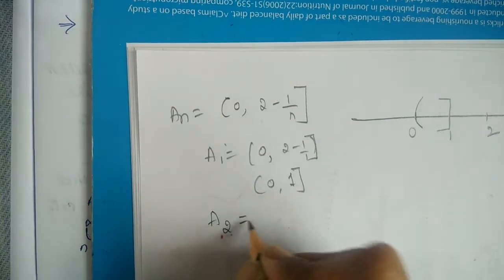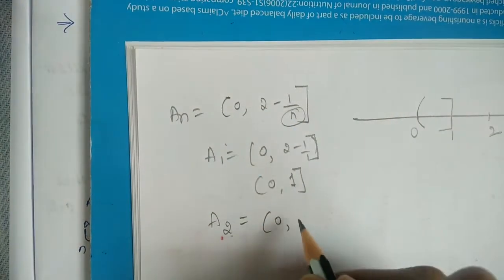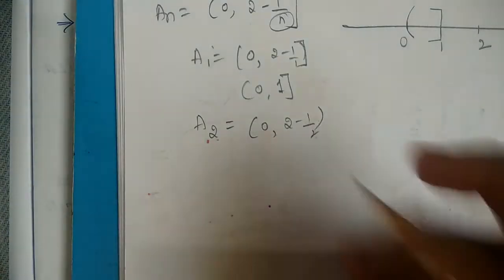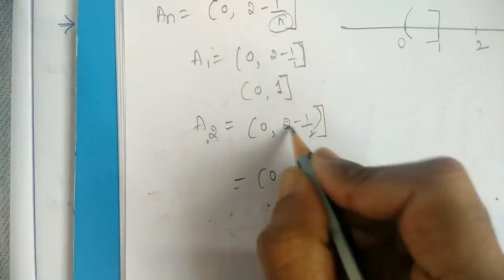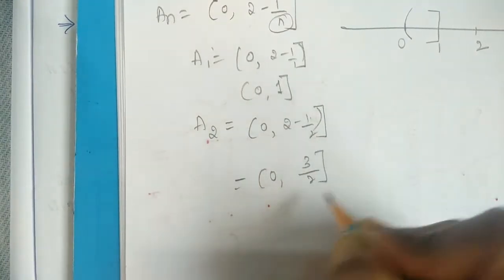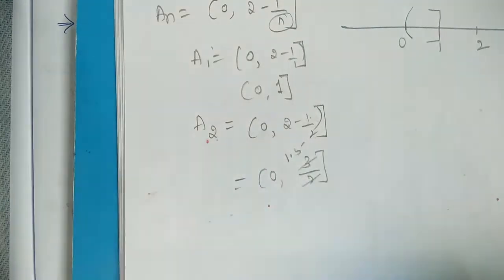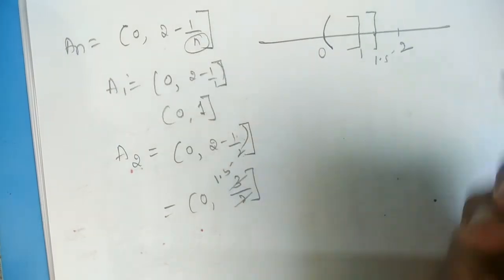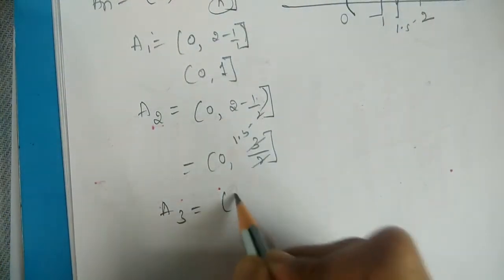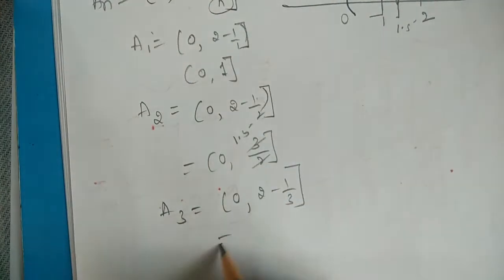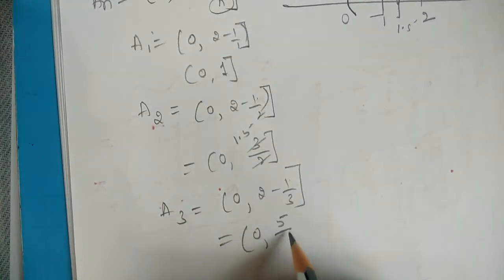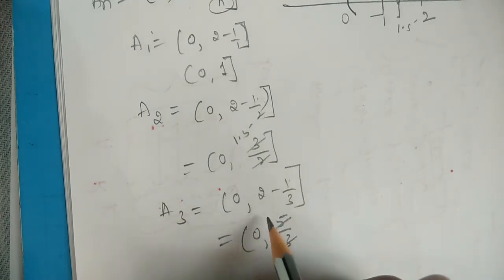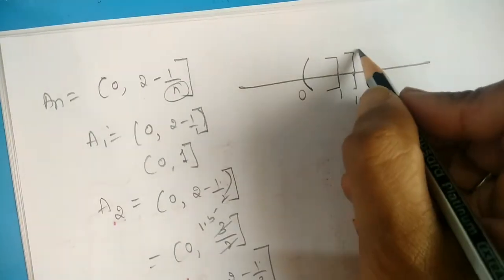Next, what is A2? Just substitute 2 here: 2 minus 1 by 2, that is a closed interval, sorry. So 2 twos are 4, 4 minus 1 is 3, so 3 by 2, which is 1.5. So it is (0, 1.5]. Next, if you take A3, then 2 minus 1 by 3, closed. 3 twos are 6, 6 minus 1 is 5, so 5 by 3, which is about 1.6. So like that, up to what?